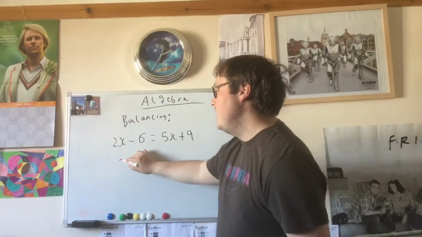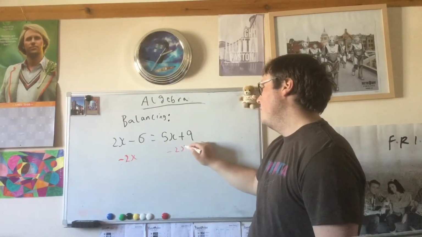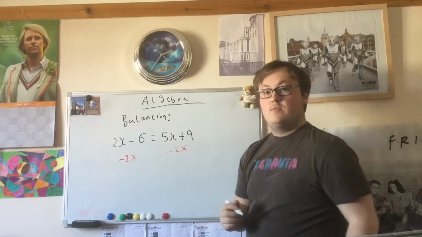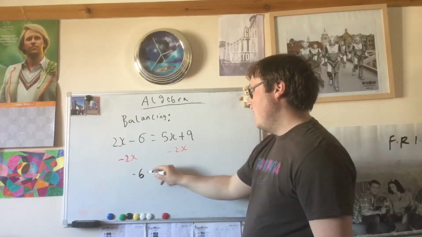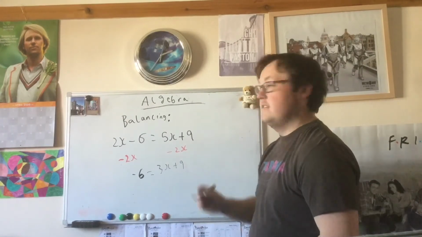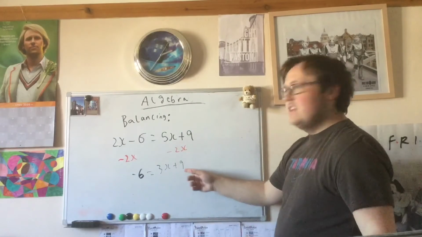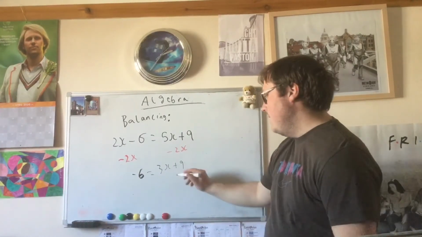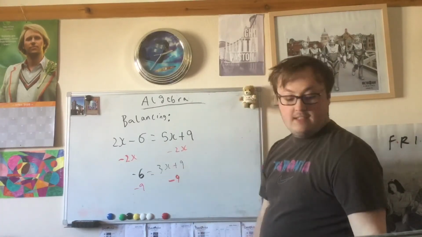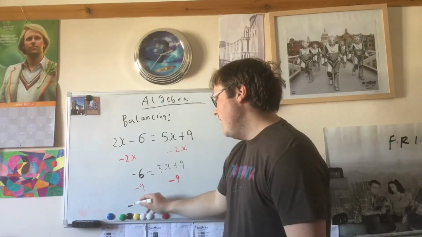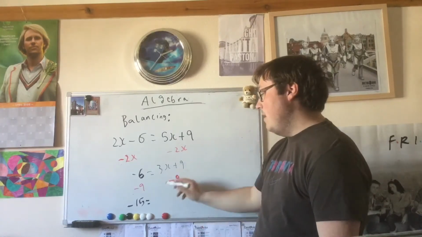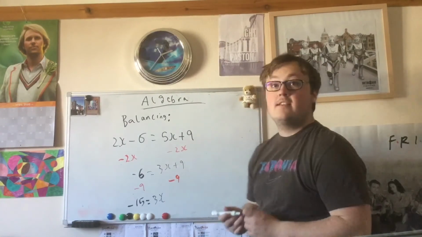So what I'm going to do is minus 2x on both sides. So when we do it, 2x minus 6 minus 2x will just give us negative 6. And then 5x plus 9 minus 2x will just give us 3x plus 9. Now let's move this 9 to the other side. How are we going to do that? We're going to be minusing 9 on both sides. So what is negative 6 minus 9? That will get us negative 15. And what's 3x plus 9 minus 9? That will just be 3x.